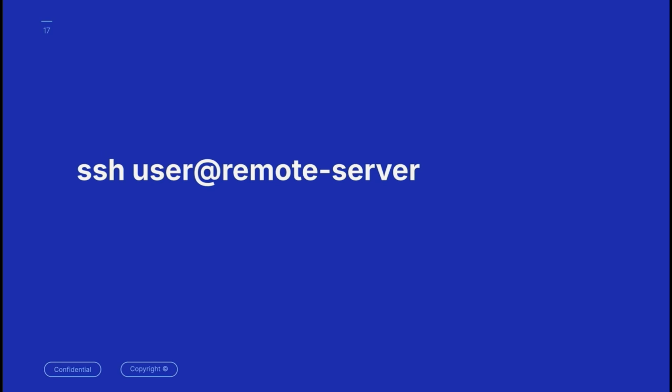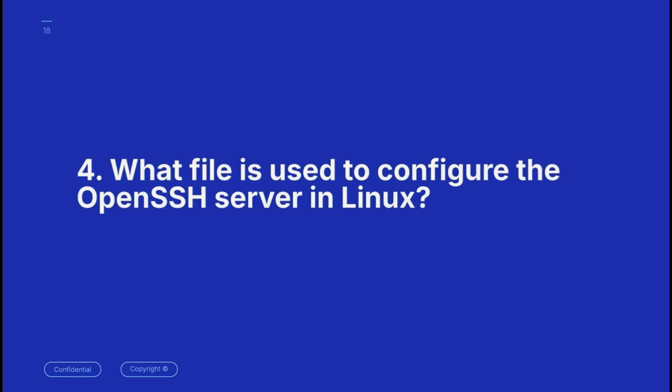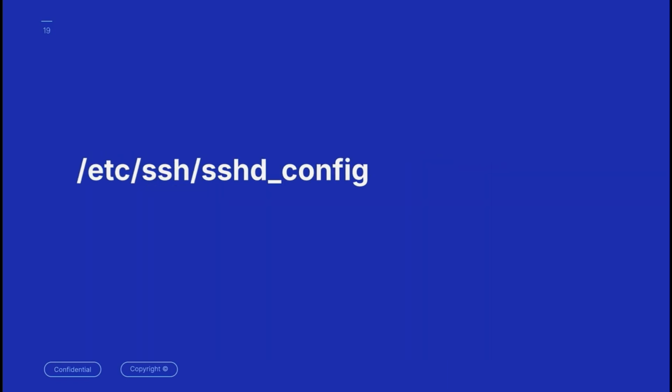On to question 4. What file is used to configure the OpenSSH server in Linux? There are multiple slides that contain this file name. So what is that file path? That would be /etc/ssh/sshd_config.